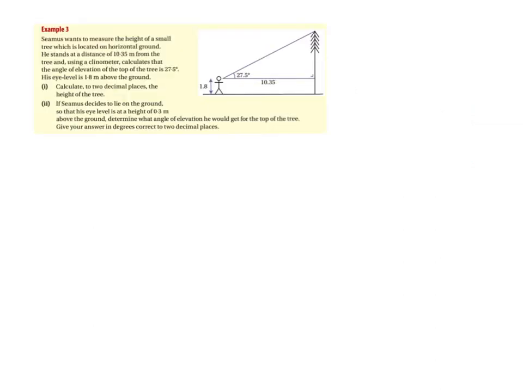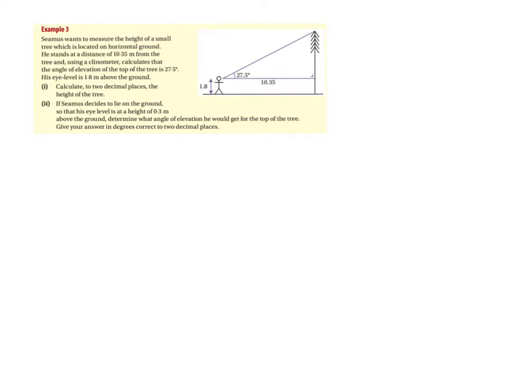Seamus wants to measure the height of a small tree which is located on the horizontal ground. He stands a distance of 10.35 meters away from the tree and measures that the angle of elevation to the top of the tree is 27.5 degrees. As you can see on the diagram here, he's standing here and looking up. That's why it's elevation.